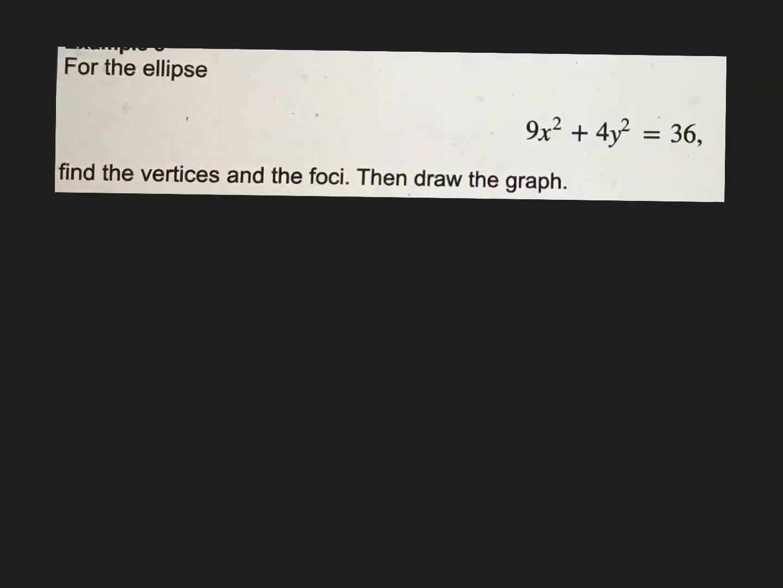All right, let's try one here. It says for the ellipse, find the vertices and the foci, then draw the graph. So first thing I'm going to do, this equation doesn't equal 1. So to make it equal 1, I'm dividing everything up there by 36. 9 goes into 36 4 times. 4 goes into 36 9 times. 36 divided by 36 is 1.